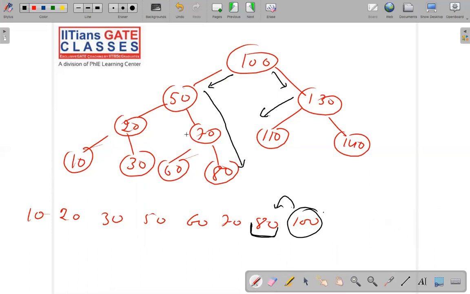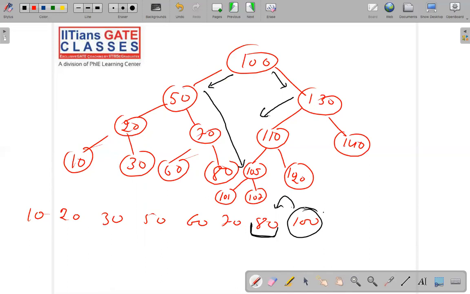Okay. So suppose here we have more nodes. I will have 105 here and 120 here. Then here I will have more nodes: 101 here and 107 here. Okay, so this is again a valid BST, right?